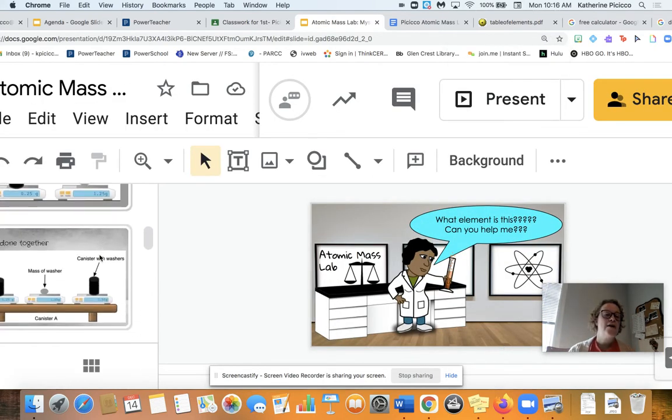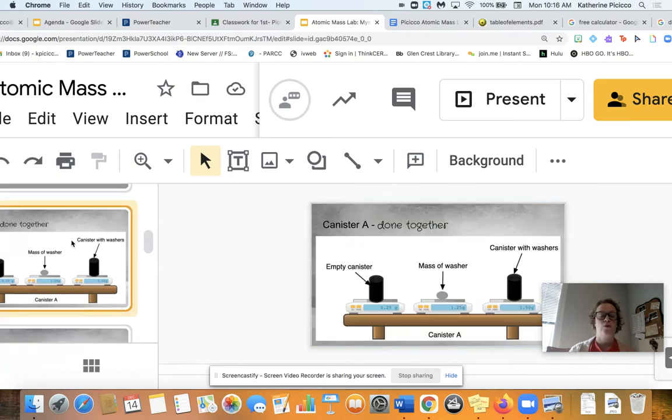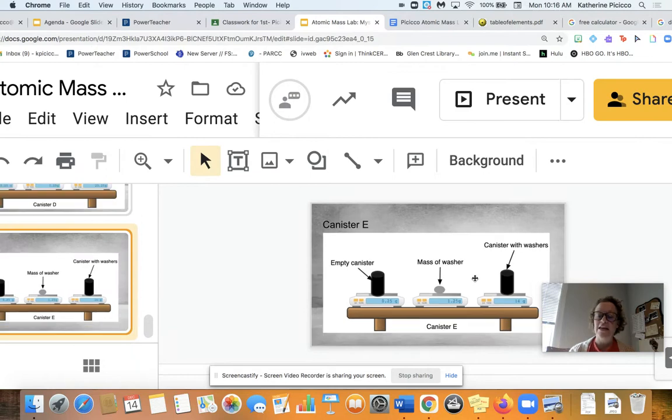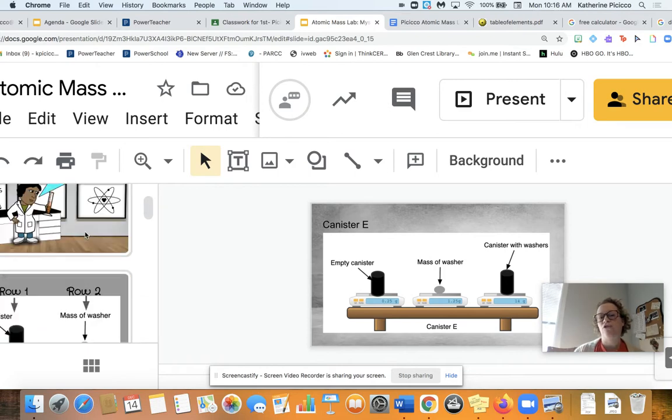I'm going to give you 5 different washers. So we're going to do canister A, canister B, C, D, and E, and they're all going to be filled with different washers, but you're not going to know how many are in there. So we're going to do a little weight and a little math using a scale and a calculator to try to figure out what is actually inside to be able to determine the atom. If that confuses you a little bit, let's go through the directions and I'll show you exactly how to do it.